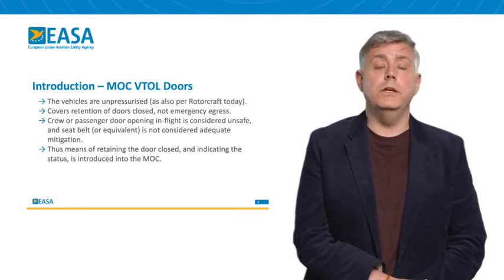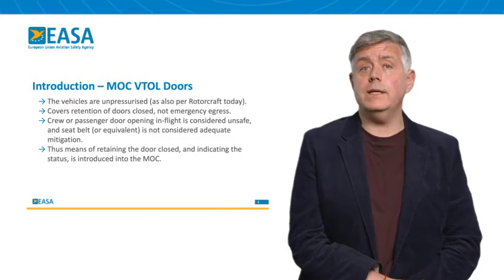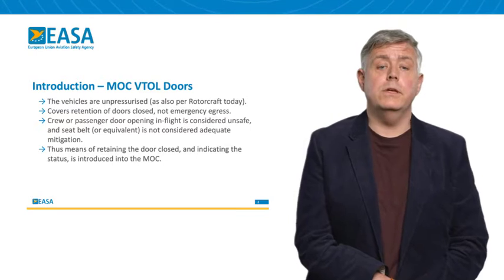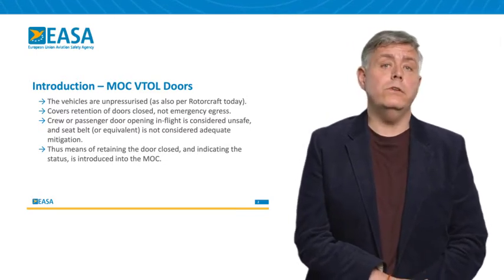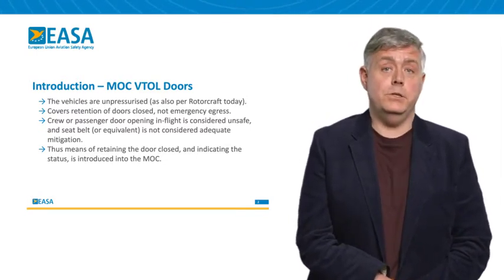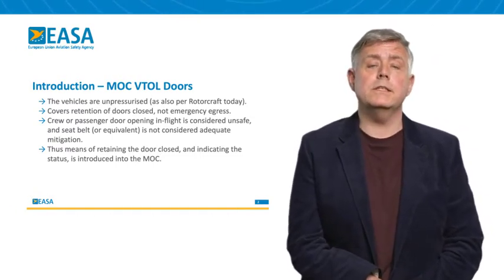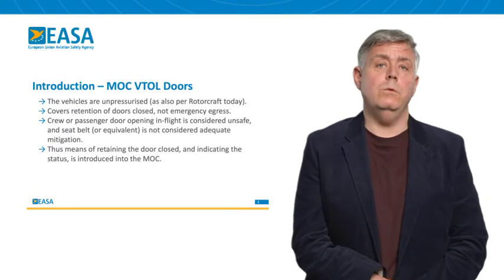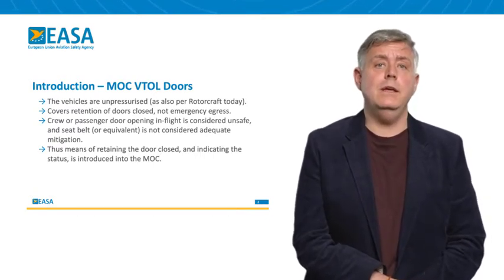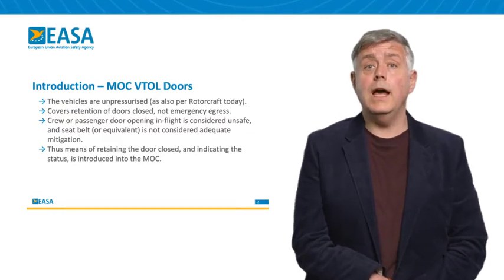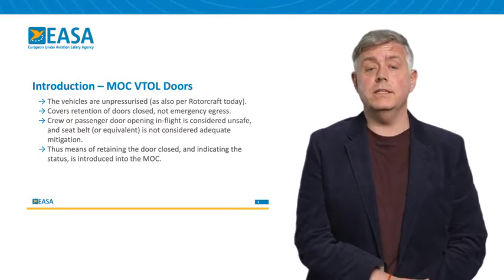Generally, we assume that a crew or passenger door being open in flight is an unsafe condition, and we do not accept passenger retention devices, for example a seatbelt, as mitigation against this. Thus, we will expect there to be a means to retain the door closed in flight and to indicate its status.